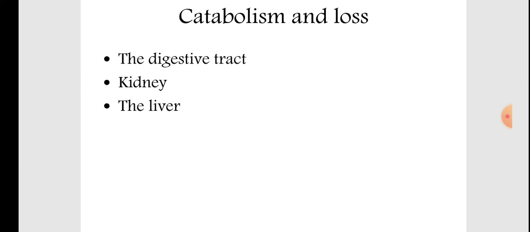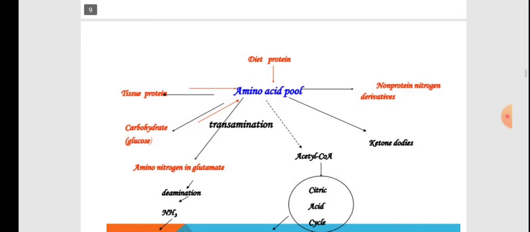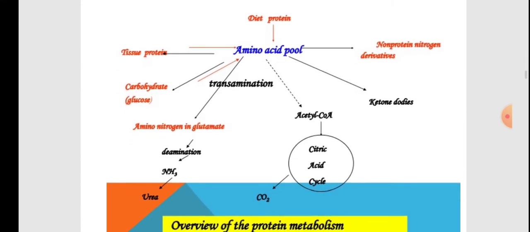Catabolism and loss: the digestive tract, the kidney, and the liver. Those are the organs responsible for catabolism and loss of the protein. As we mentioned in the metabolism of the amino acid, the amino acids come from the protein from the diet or the tissue. Then the protein is converted to amino acids and stored in the amino acid pool.